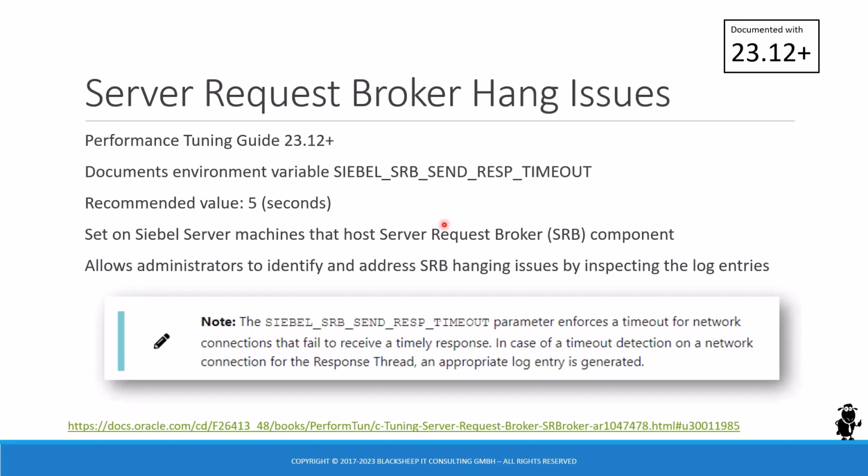And if those hangs occur, administrators previously just had to kill it and restart it. But now you can set that environment variable. Oracle recommends 5 seconds, and that will basically monitor the timeouts, and in case a timeout is detected, there's a log entry. So you can look into your log files and watch out for messages. And if those messages occur, you're likely suffering from an SRB hang.